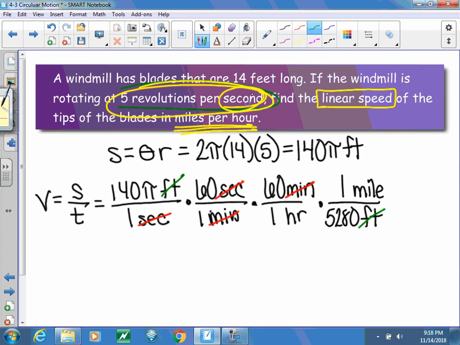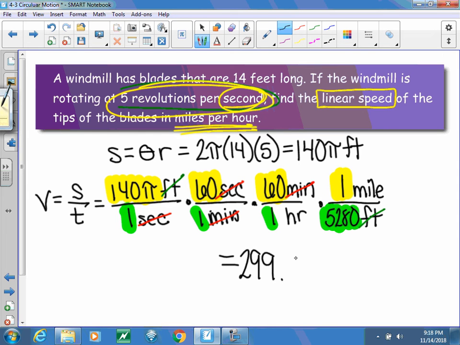Now we just take our calculator, and we're going to take 140 pi times 60 times 60 times 1, and then divide that by 1 times 1 times 1 times 5,280. You put that into your calculator and you end up with 299.9 miles per hour.